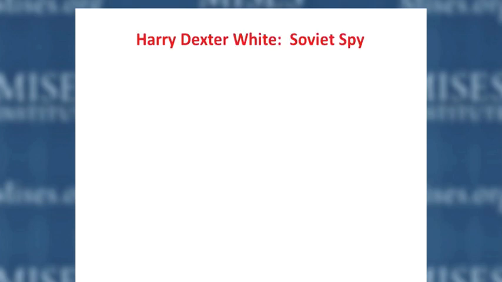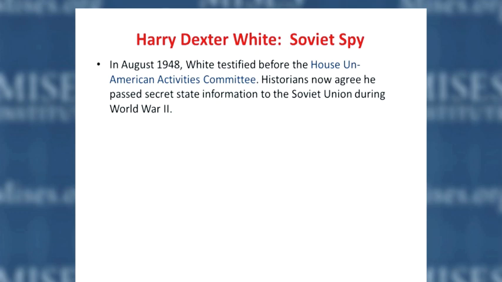White was later proven to be a Soviet spy. He testified before the House Un-American Activities Committee. And almost all historians, left and right, now agree that he passed state secret information to the Soviet Union during World War II. In fact, when Russia opened the archives after the fall of the USSR, they found documents that proved that he was a Soviet spy.